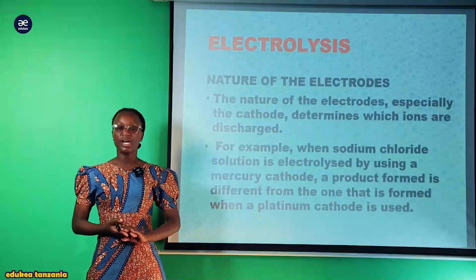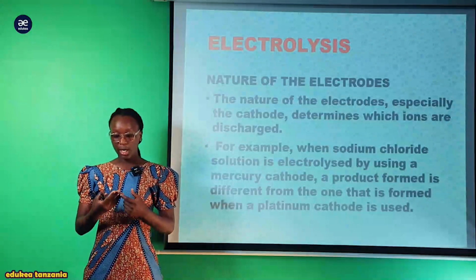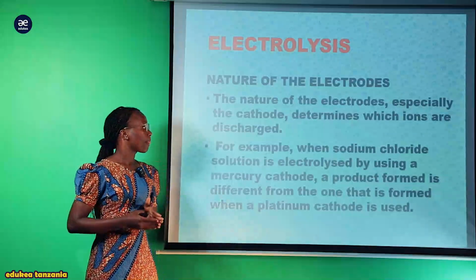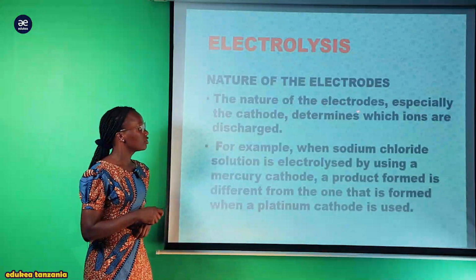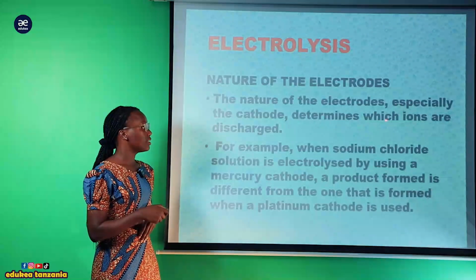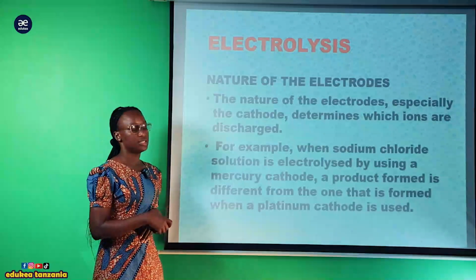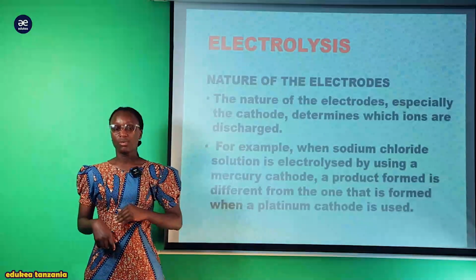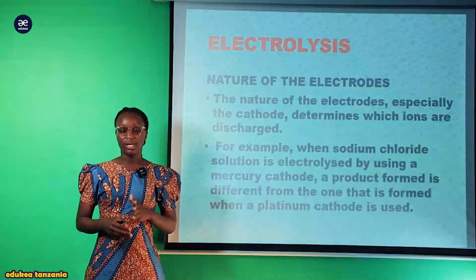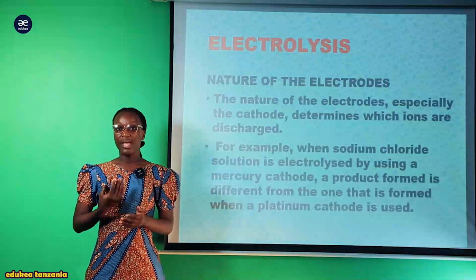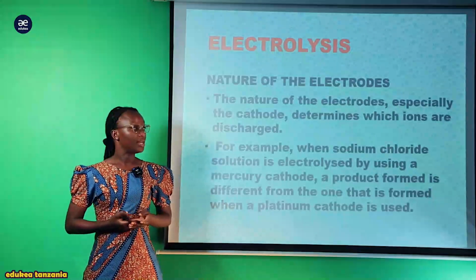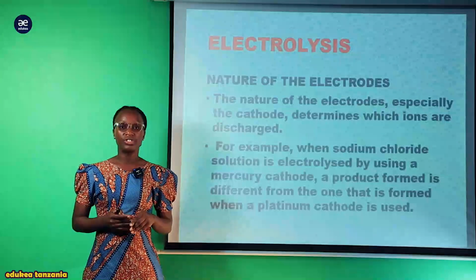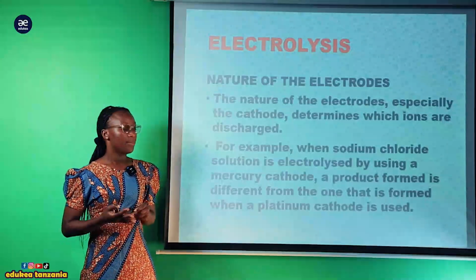Another factor is the nature of electrode. When we talk about nature of electrode, hapa tunaongelea nature ya cathode na anode. Simply, the nature of electrode, especially the cathode, determines which ions are discharged. Kwamba hapa tuna base sana na hizi cathode, kwamba the nature of electrode sana cathode electrode yenyewe ina determine the ion which should be or which are discharged in preference.